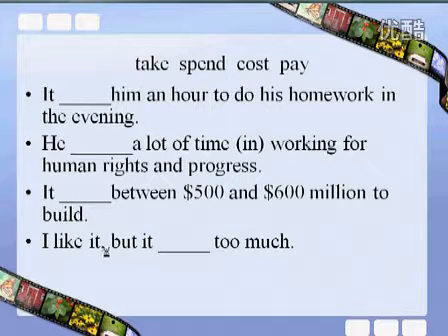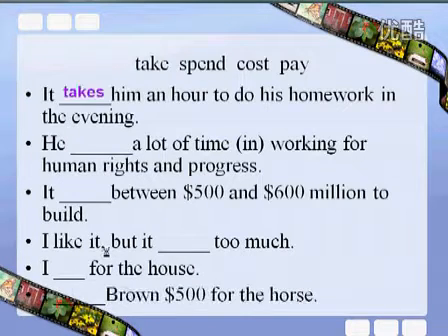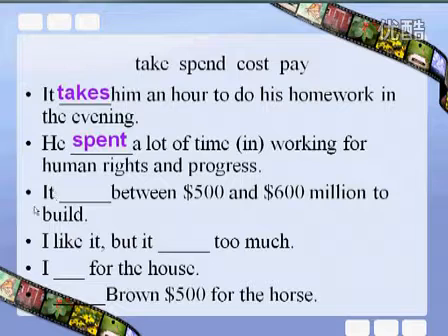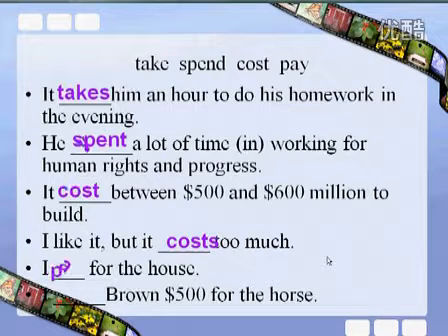Now look at the 4 questions. It takes him a lot of time to do his homework in the evening. Maybe very easy. Now takes. 他花了1小时时间在晚上来做作业。He spent a lot of time, of course, in. Okay. Now next, it cost between $5 and $6 million to build. Okay, it cost. Then next, I like it, but it costs too much. I paid Brown $500 for the horse.